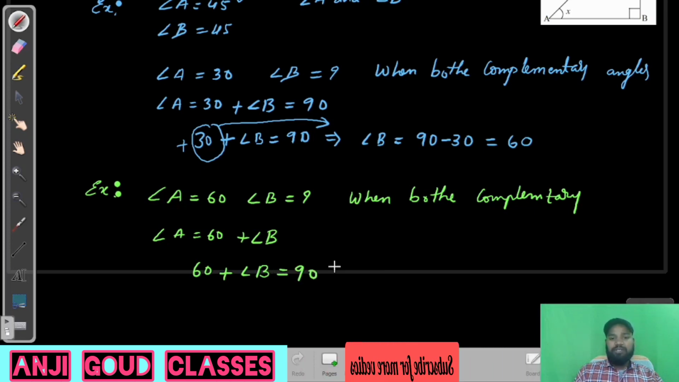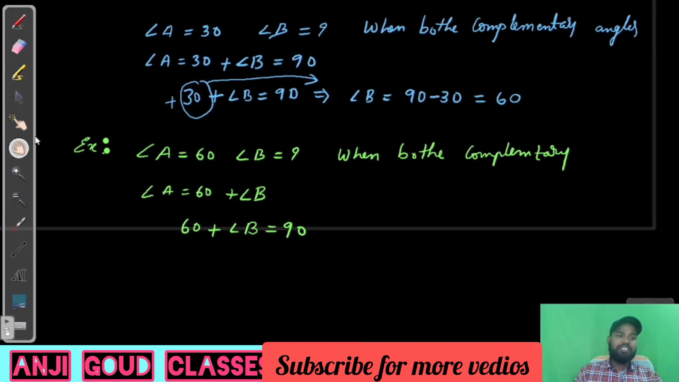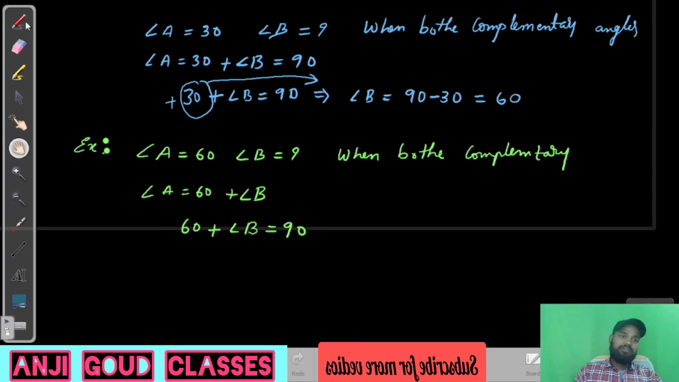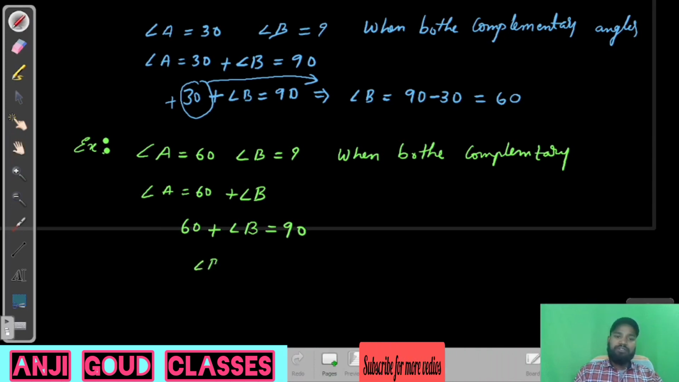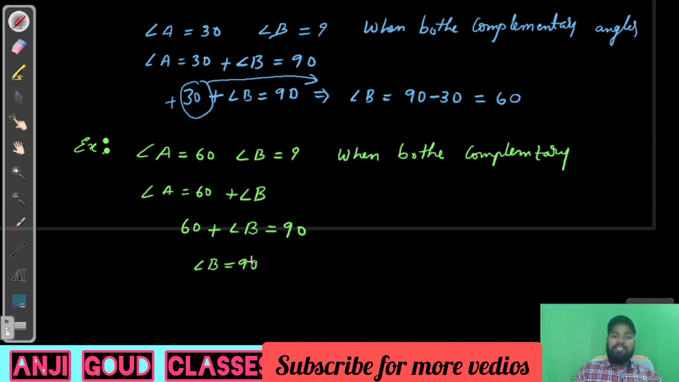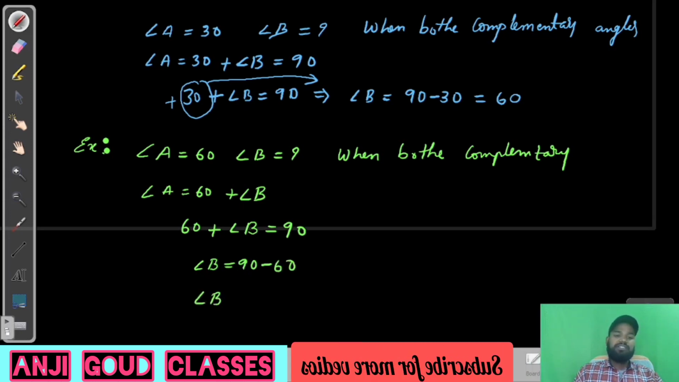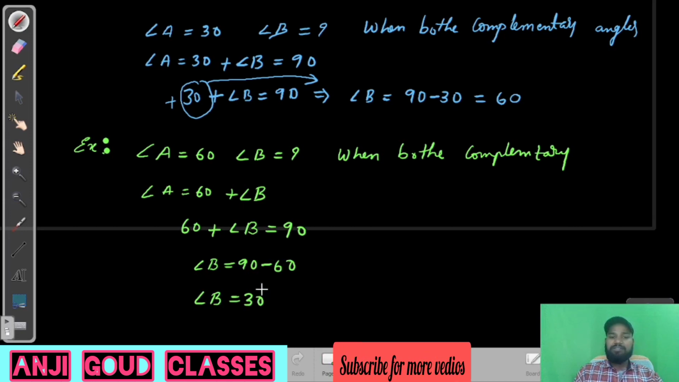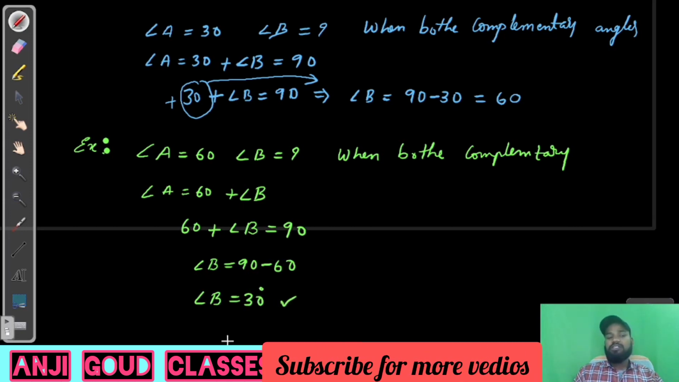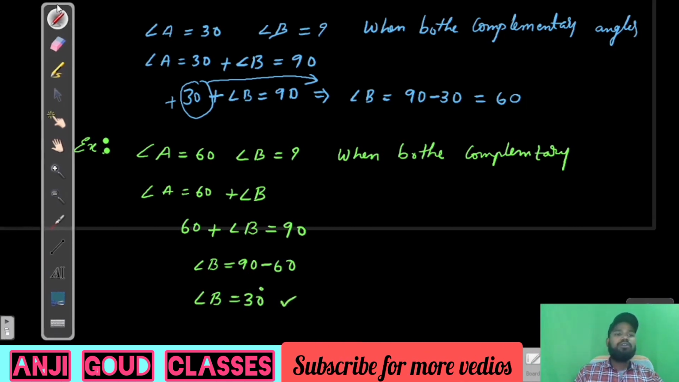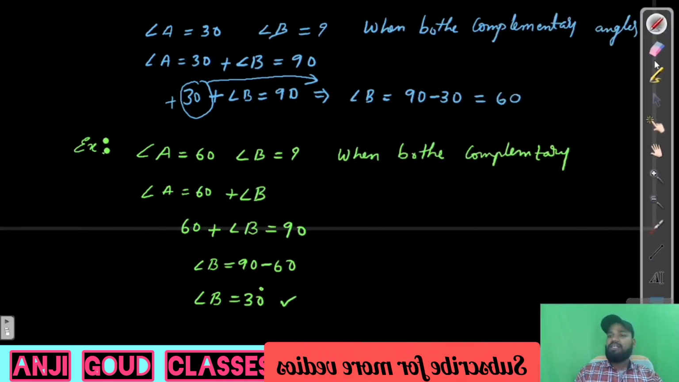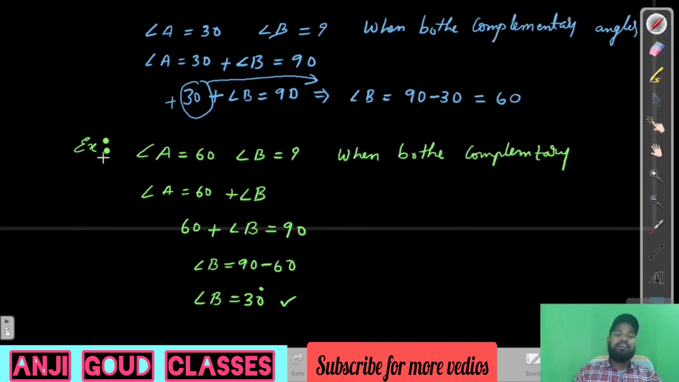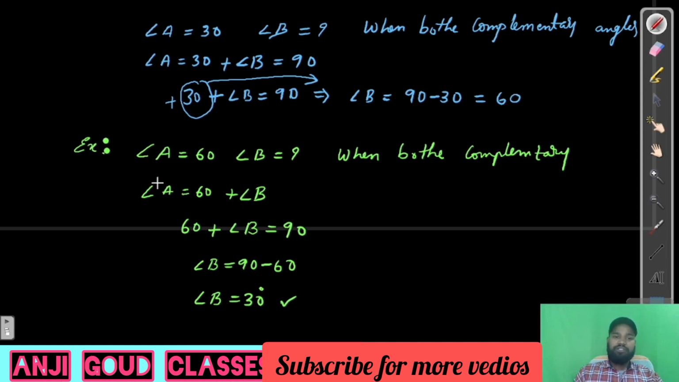Then what do you get here? Angle B equals 90 minus 60. What is 90 minus 60? That is 30. Understood? In this way you should do all the problems in our exercise. But they are not given in this format, so we should do, see now.